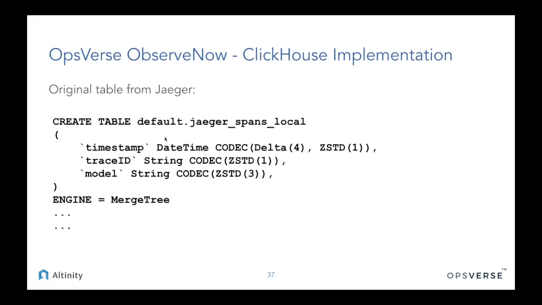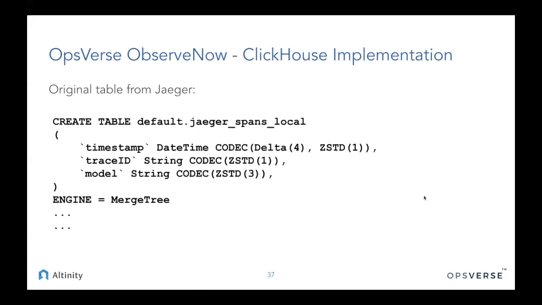Now let's talk a little bit more about the details. When Jaeger dumps data to ClickHouse, it's a very simple table. It actually puts in a timestamp, the trace ID, and then the model. The model is really a JSON representation of the span, and it has all the information collected through this OpenTelemetry pipeline. Jaeger also creates a couple more tables, but this is the most interesting table.